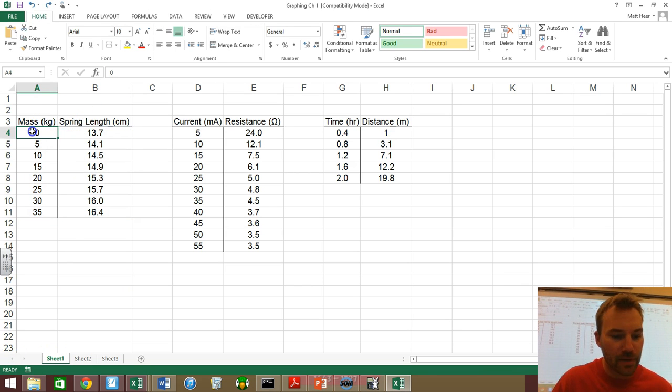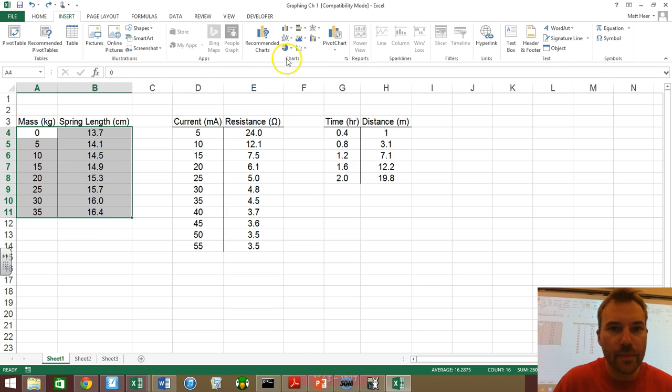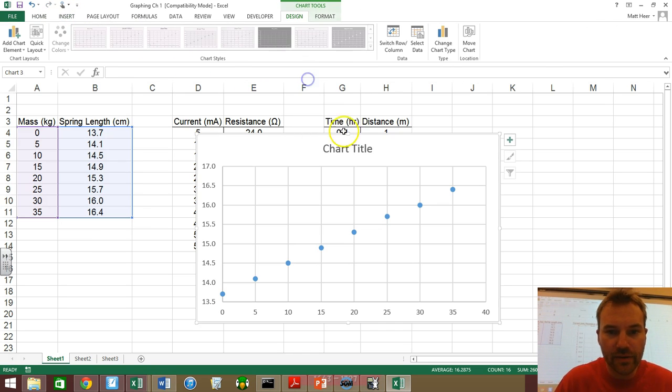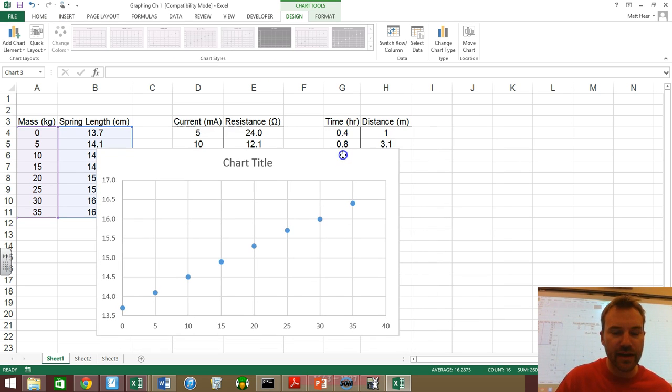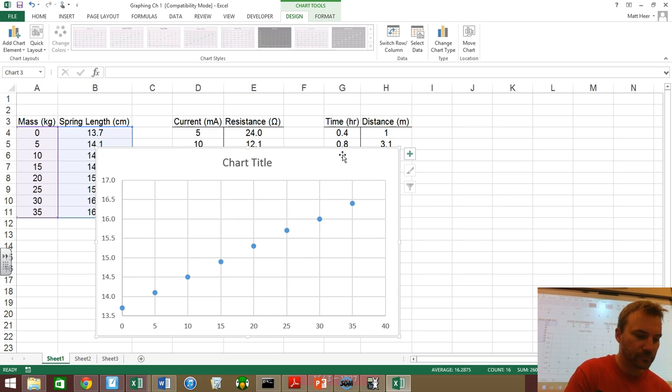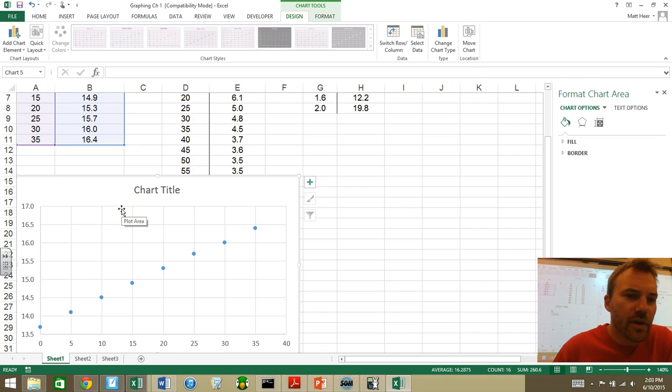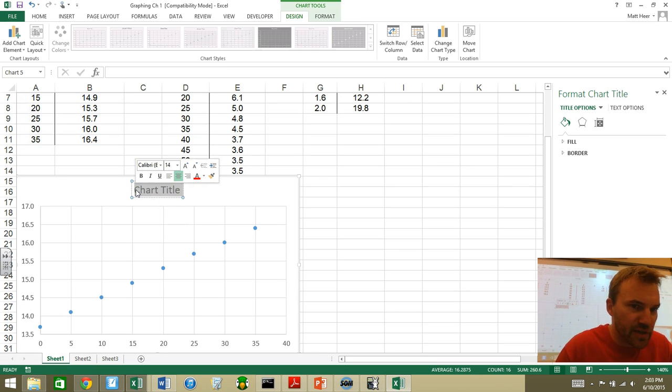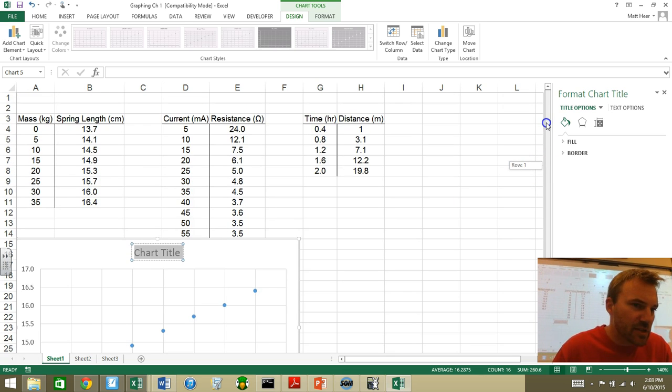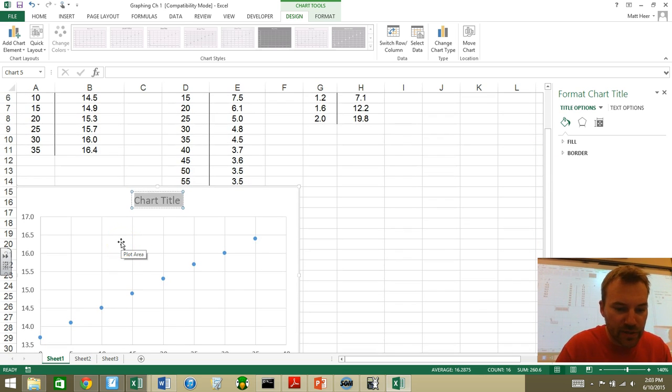Let me try that one more time. I'm going to highlight all these values right here. I'm going to go up and hit Insert, Scatter Plot. There it is. And I can see from this graph right now that this is a linear graph. So what I'm going to do is title this appropriately. If I click on this, I can highlight it and give it an appropriate name. And I think that this was spring length versus mass. So I'll just type in spring length versus mass. And you can't see that it's showing up. I'm just going to hit enter and hope that it took.